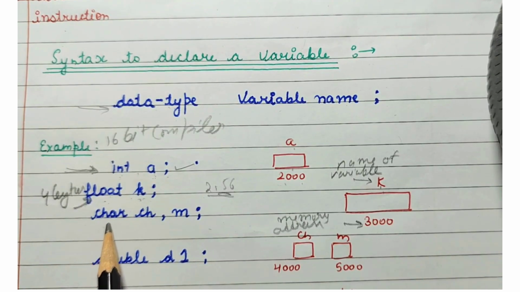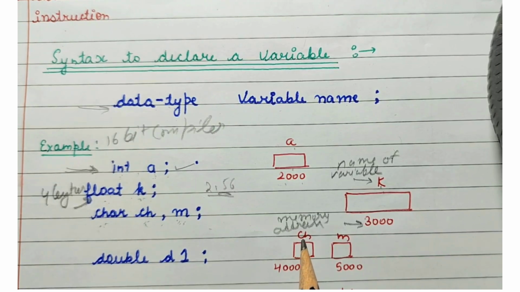If you include this statement char space ch comma m, how many variables are we declaring? 2 variables. Ch is our first variable of char data type and m is our second variable. So include a comma here. If you include a semicolon here, the compiler gives you an error. 1 byte memory is allocated to the ch variable and 1 byte memory is allocated to the m variable, because both variables are of char data type. It means in these variables we store some character value or alphabets.